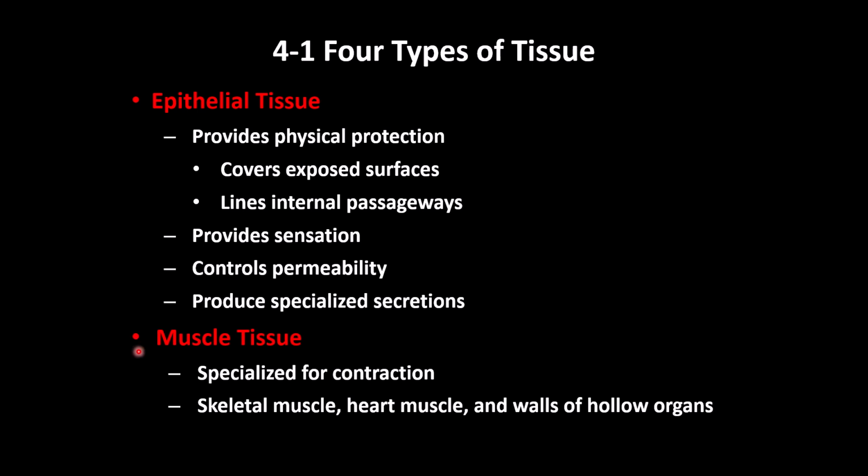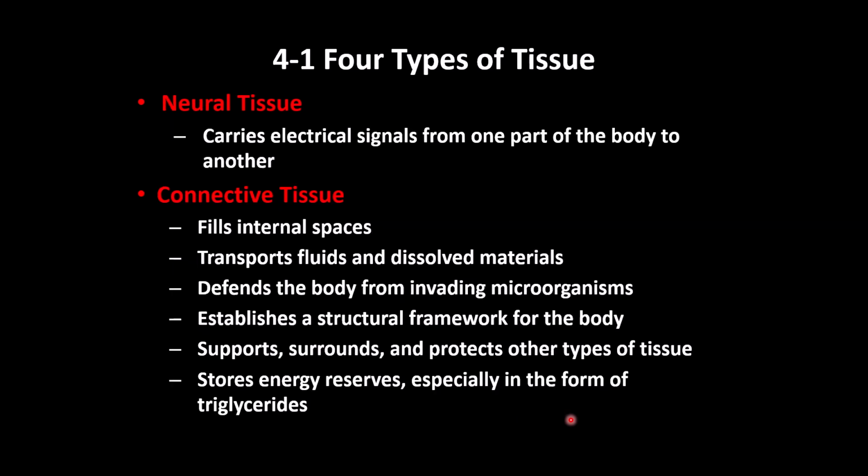The second type of tissue is called muscle. Muscles specialize in contraction and mobility. There are three different types of muscle. The first one is skeletal muscle, which is for voluntary movements. The second is heart muscle. And the third one is smooth muscle, which is located in the walls of the hollow organs. The last two, heart and smooth muscles, are under subconscious control, so they are not under voluntary control.